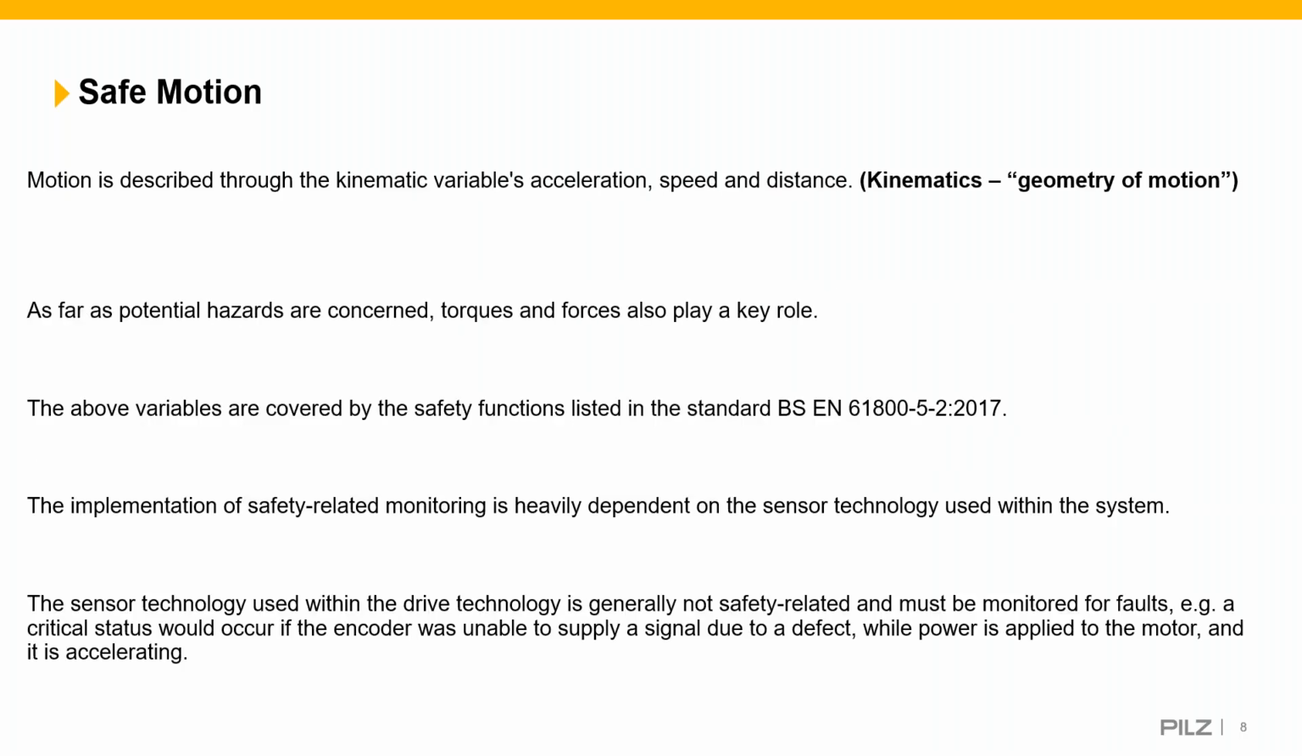So motion is described through the kinematic variables: acceleration, speed and distance. And again, I've just put that word there because if I'm absolutely honest, it's not a word I use every day, but these words do pop up in the standard. So it's just interesting to know what they actually mean again. As far as potential hazards are concerned, torques and forces also will play a key role with regards to safe motion. The above variables are covered by the safety functions listed in the standard.